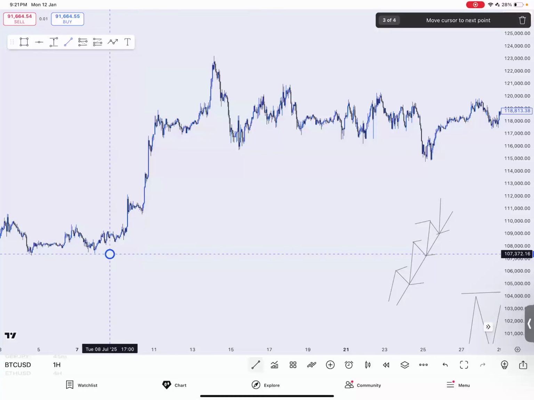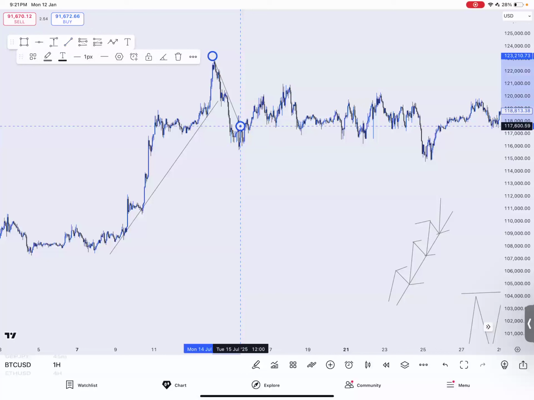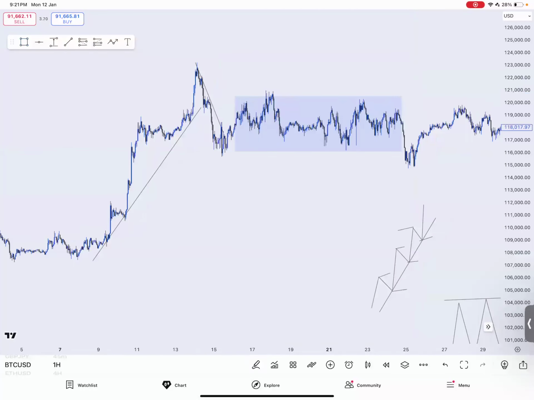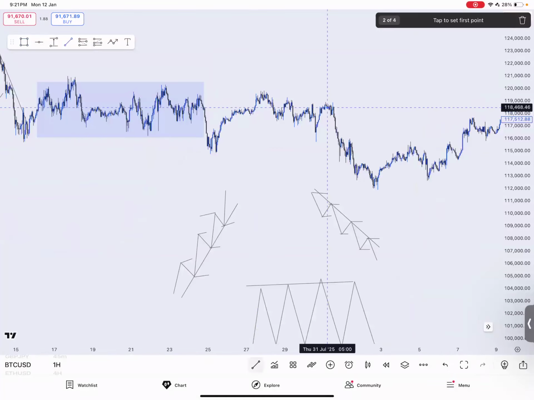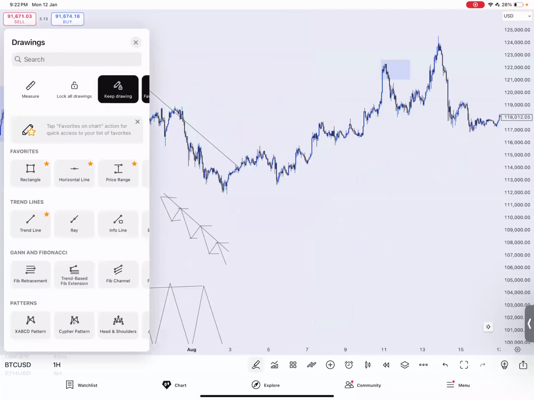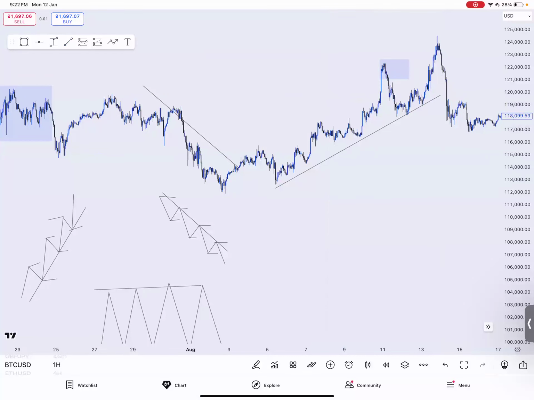Either price is what? Trending up, trending down, or ranging. It's always fixed with these three movement patterns. So these are the three basic introductions to market structure, the three basic ways that price makes its movements. That's just the basic introduction to market structure.